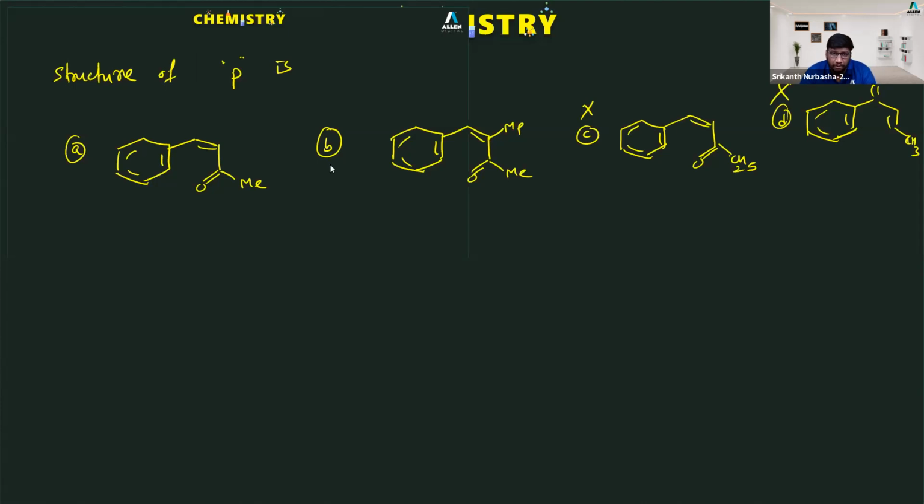So we have to think of an option. Let us start with option A. If it gives every set of reactions whatever we have predicted, then it's fine. If not, we have to think of the other option, B.